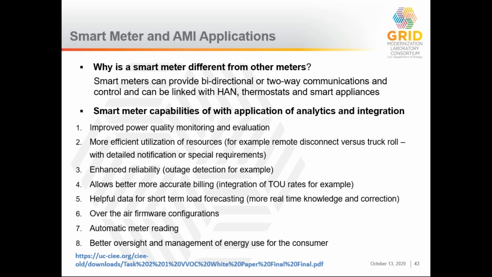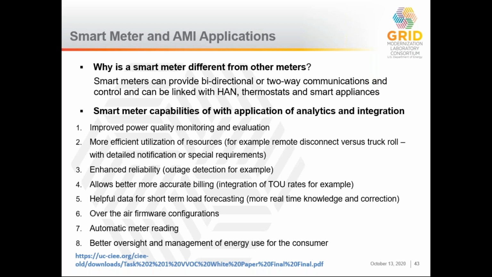So that's one of the key features of smart meters, is that they can provide communications, essentially bidirectional communications and control. They can be linked to other types of components and back to the utility for giving improved notifications. But one of the key functions is essentially improved and automated communications, along with higher fidelity data, more accurate billing, being able to actually monitor.